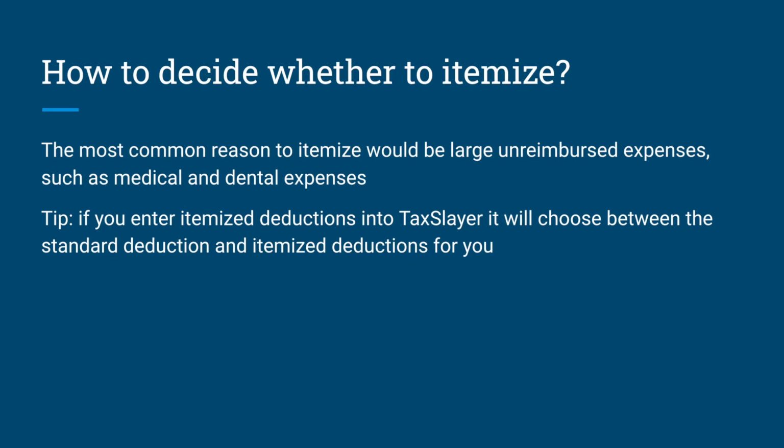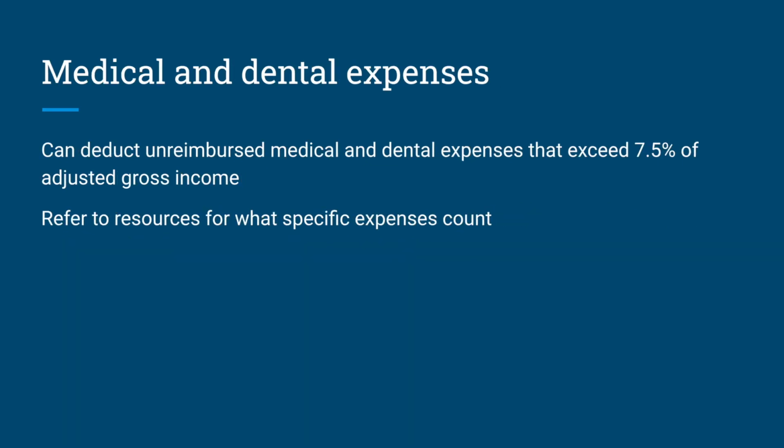And a tip here is if you enter itemized deductions into TaxSlayer, it will choose between the standard deduction and itemized deductions for you. And so that's something that I would recommend that you just get in the habit of, even if it makes a return go a little bit longer, is that if you just enter the itemized deductions in, you're good and TaxSlayer will do the math for you. So that's an easy little tip there that can take some of the stress off.